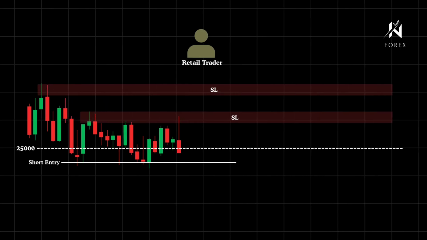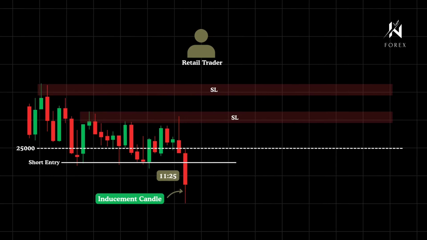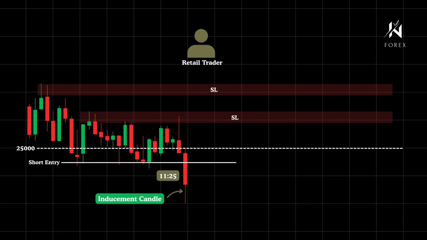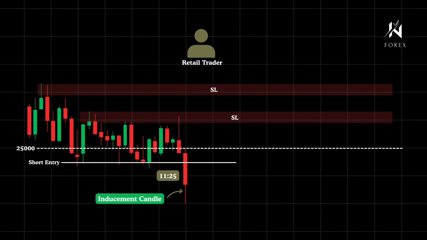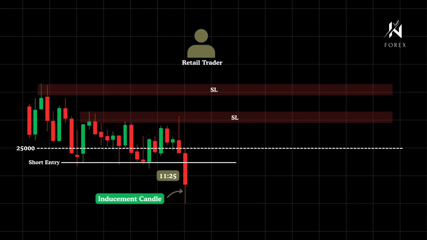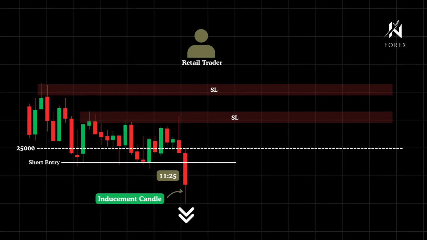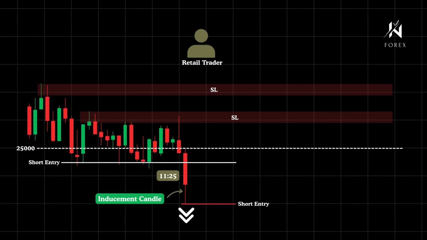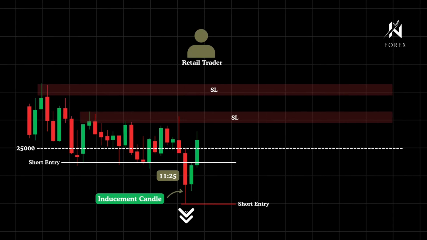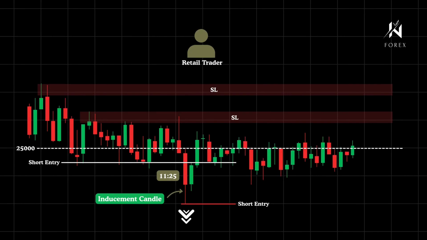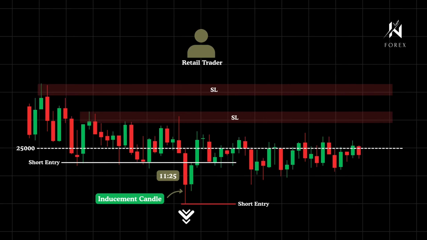Shortly after, at 11:02, a strong bearish momentum candle broke through this level. If you compare this breakout candle, it is far larger than any prior candle. Believing the market would definitely fall further, retail traders entered short positions here. Immediately after, the price reversed, returned to the zone, and continued trading near this crucial level.